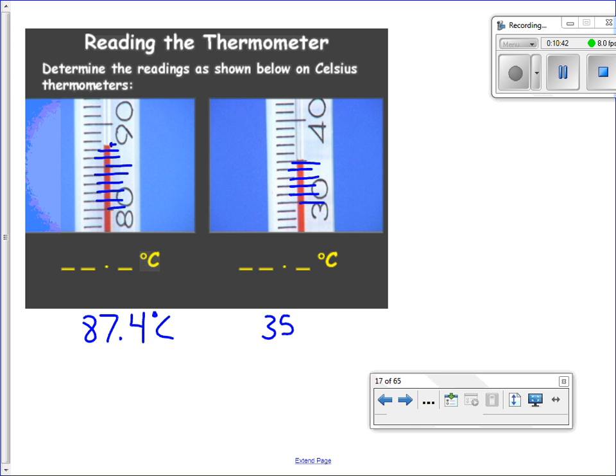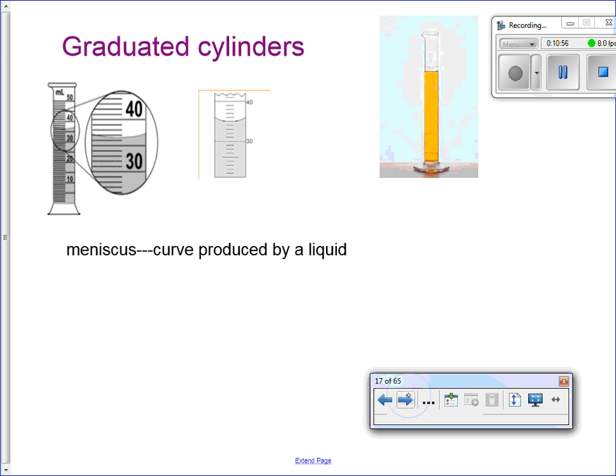On this next thermometer it is 30, 31, 32, 33, 34, 35. It looks to me like it's exactly on that line. Well, since every interval is a 1, we still have to have that uncertain digit there. And since it's exactly on it, we'll call that 0, so 35.0.